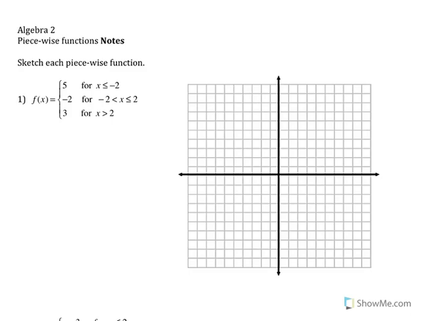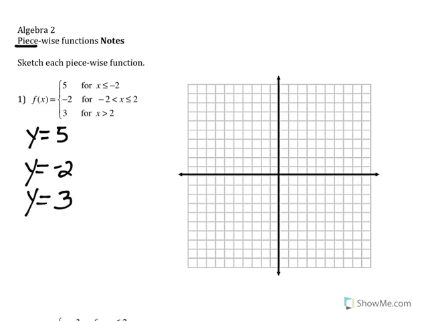Piecewise functions are exactly what they sound like. They're pieces of different graphs. So here we're going to be graphing a piece of y equals 5, a piece of y equals negative 2, and a piece of y equals 3. Important things that we're going to be looking at.